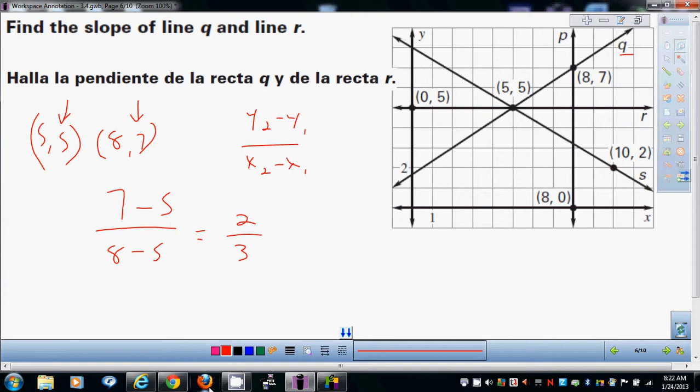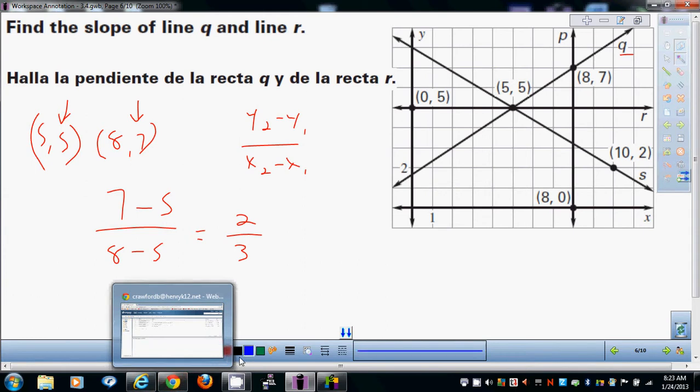So, since you asked, what are 2 points that are on line R? Where's line R? What are 2 points on that line? Yeah, (5, 5) and (0, 5). So, let's do that one. I'll just write it down. (5, 5) and (0, 5). So, y2 minus y1 over x2 minus x1. What's 0 divided by anything? 0. So the slope of that one is 0.